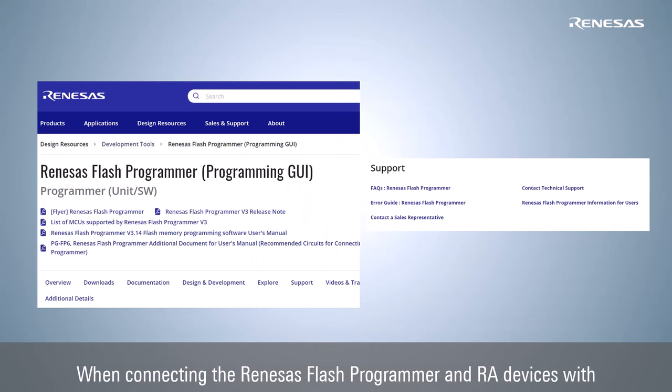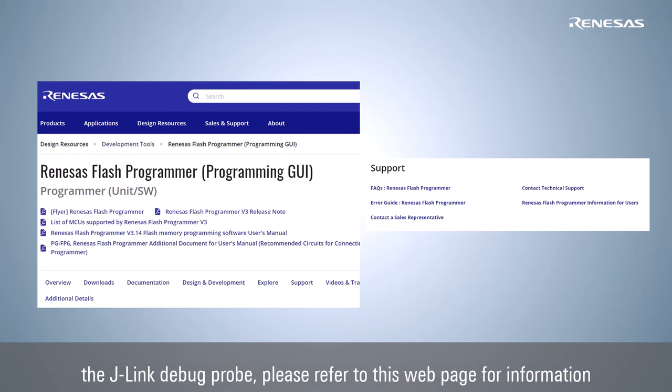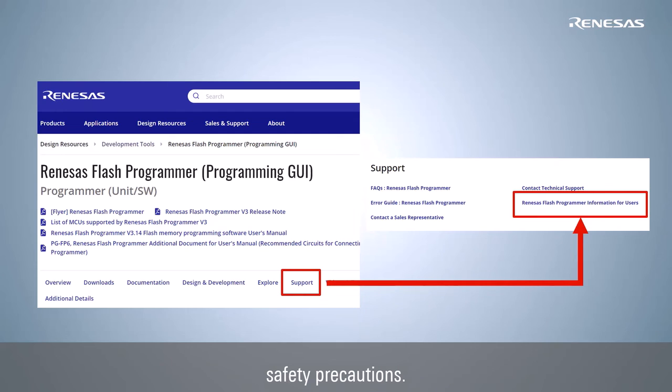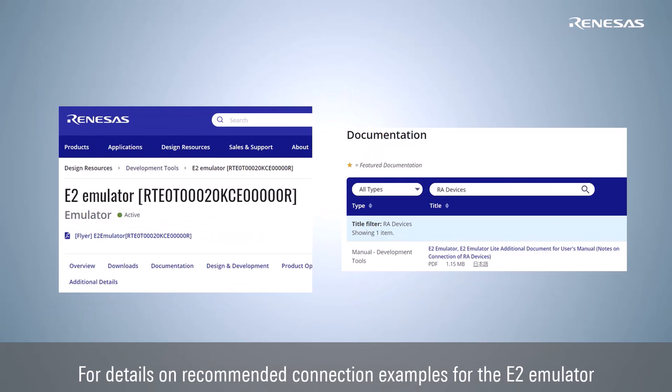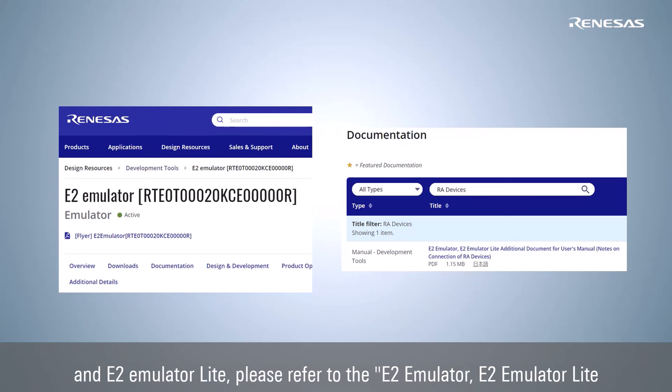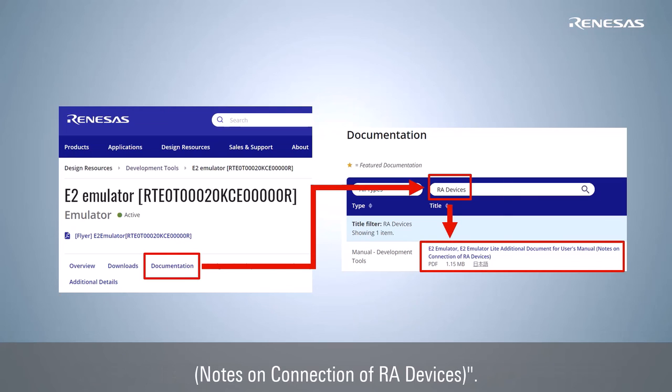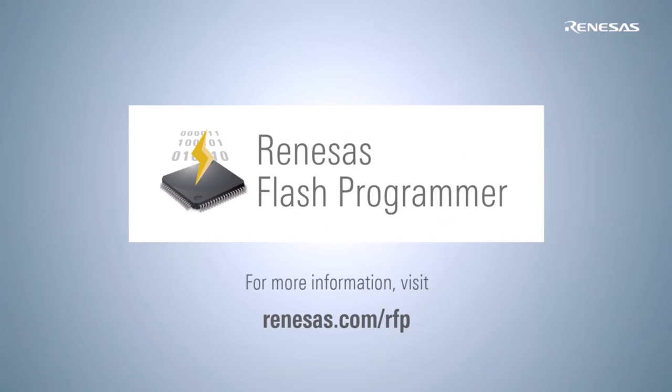When connecting the Renesas Flash Programmer and RA devices with the J-Link debug probe, please refer to this web page for information on compatible J-Link units, recommended connection setups, and safety precautions. For details on recommended connection examples for the E2 emulator and E2 emulator Lite, please refer to the E2 emulator, E2 emulator Lite additional document for user's manual, notes on connection of RA devices.